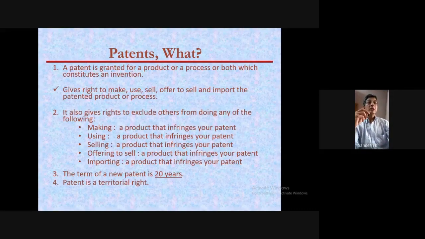So a patent is granted for a product or a process, or it could be both in a single invention. So you should have a product or process. Next, this patent will give you the right to make it, use it, sell it, or import it. See, importing is for your own product. Maybe the product is in your own name, you have given a license to somebody else and you have imported. So that means you are the owner.